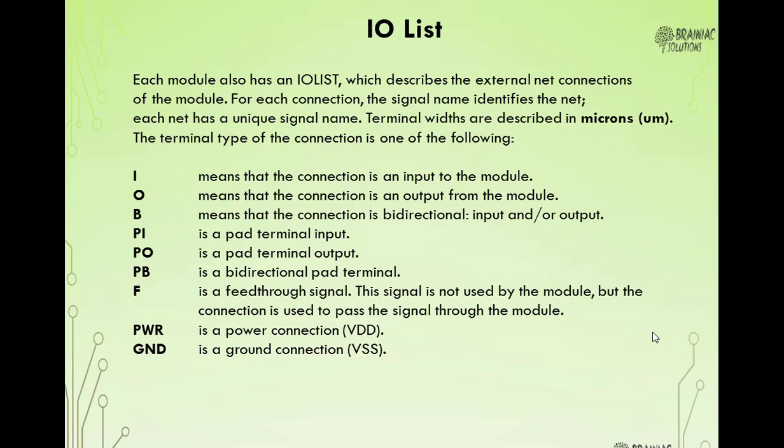The next one is F. F is a feed through signal. Now this signal is not used by the module, but the connection is used to pass the signal through the module. Sometimes, to optimize the functionality of the chip, we need to pass a particular signal through a module. This type of signal is known as a feed through signal. The next ones are PWR and GND. These types of terminals define the current and voltage characteristics of that particular terminal. We can define PWR and GND as the power connection as well as the ground connection.